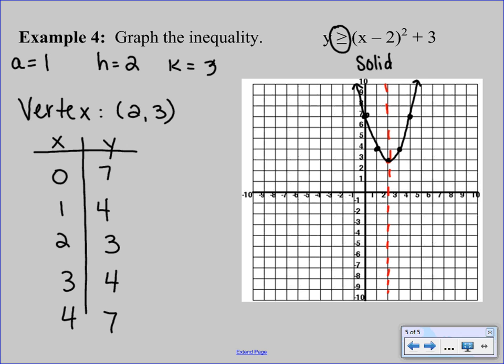And because of the greater than symbol, we need to be shading above. We're looking at all points that are greater than our parabola, which means they're going to be above it. So you're going to be coloring on the inside this time.